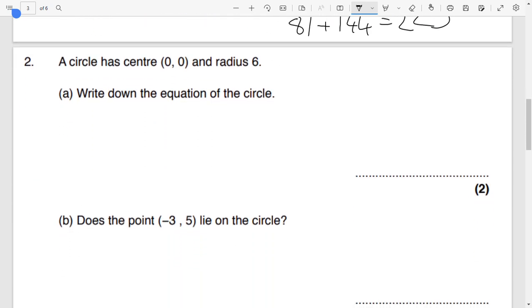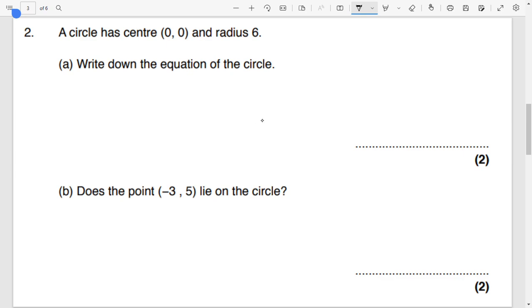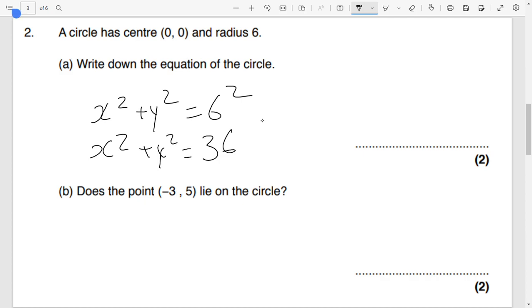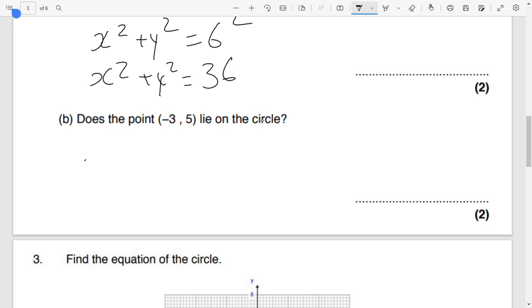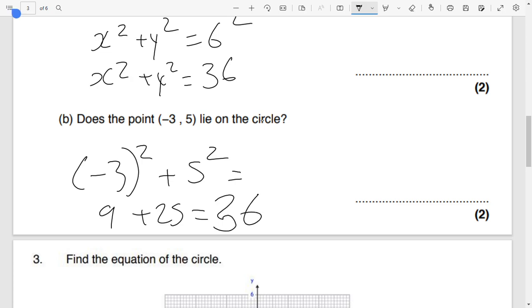Let's go through some other ones. A circle has a center 0, 0 in the middle. These are the ones we're working with. Write down the equation of that circle. So we know it's going to be x squared plus y squared, and then the radius is 6. So it's going to be the radius 6 squared. So it's going to equal x squared plus y squared equals 36. Now, again, we're going to plug these numbers into this equation and see if it works out. So minus 3 and 5. So minus 3 squared plus 5 squared. What does that equal? Well, that's 9 plus 25, and that does equal 36, so it does lie on the circle. Yes is the answer.